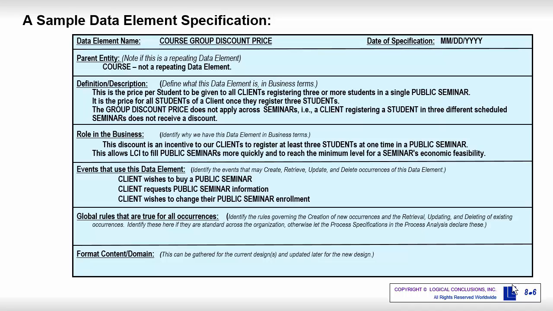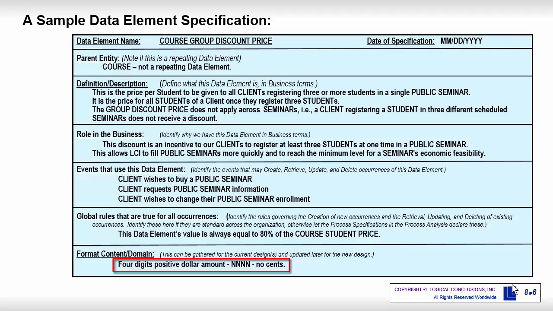Otherwise, let the process specification in process analysis declare these, especially validation rules that are event specific. I've just noted that this data element value is always equal to 80% of the course student price. This is a data integrity rule also. Finally, we can document the format, content, domain characteristics of this data element. I've identified this is currently a 4-digit positive dollar amount, NNNN, no cents.